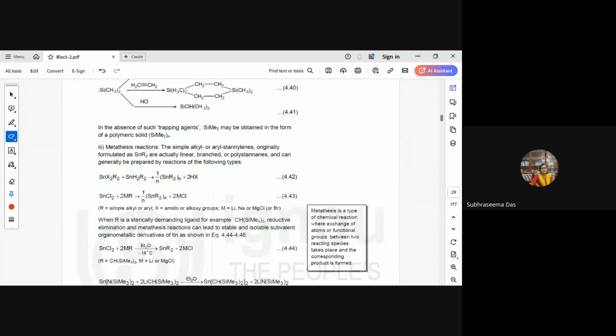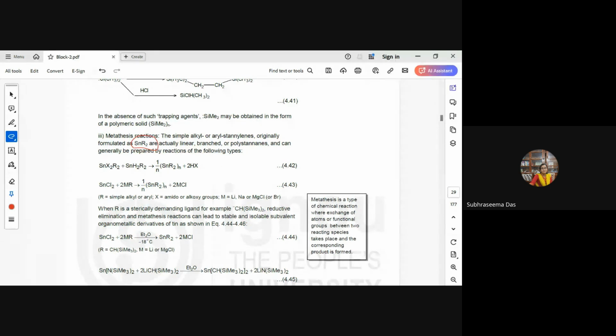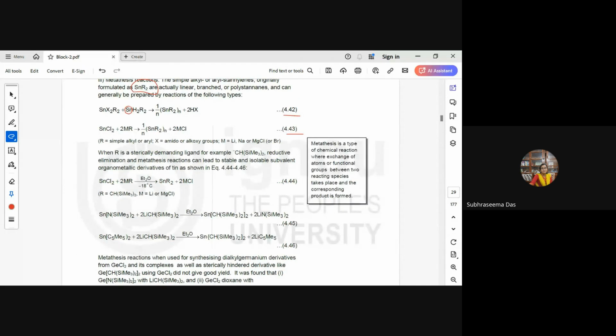Here the simple alkyl or aryl stannylenes are designated as SnR2, and they can be prepared by the reactions given in equations 4.42 and 4.43. From these equations we can generate SnR2, the alkyl or aryl stannylenes. Depending on the nature of the R group attached, which might be a simple or a complex aryl or alkyl group, we can look into the stereochemistry of the resulting organometallic compound.